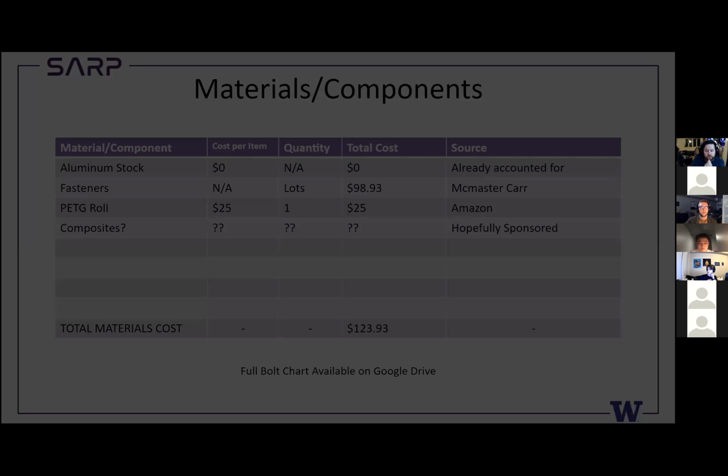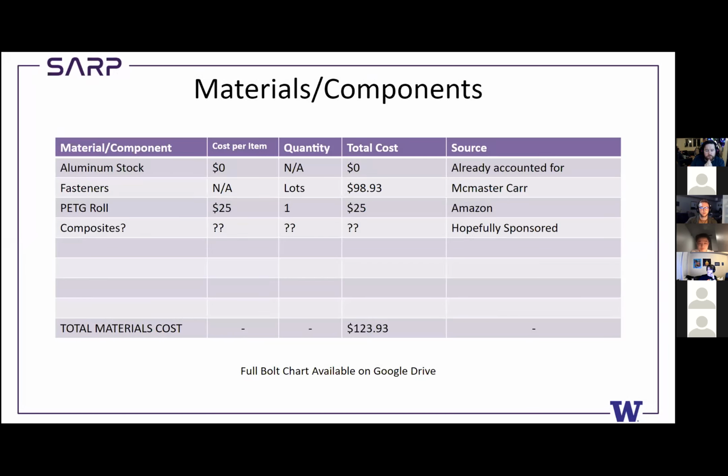On to the next. Materials and components. We already have all of our stock. Sweet. We're cheap this year. Fasteners. We had a lot of them. Almost $100 in just fasteners. And we already have one roll of PETG filament, but we'd like to get another one because we think we're going to go through it, especially if any of our prints fail.